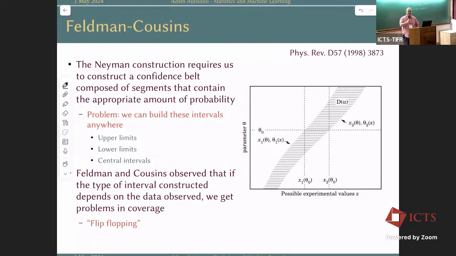And the primary problem there is that you're making a decision about the type of interval you're making based on the data you've seen. And that is the problem. So they came up with a thing that they called a unified method. So it's like something that works always, regardless of what type of limit you're setting. And the idea is that the method actually smoothly transitions from one type of limit to the other without having to depend on your data. It's actually being based on what the pseudo experiments say you should be doing at each of these different regions.